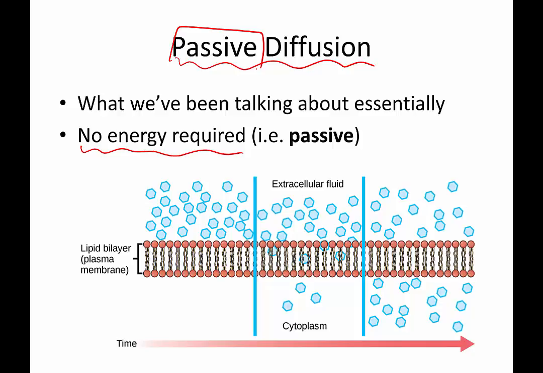And here I just have another picture showing what we've seen before in the last examples. Here we have the plasma membrane. We have some blue hexagonal solutes, and over time, they go from the area of high concentration to the area of low concentration, so they're moving inward. Eventually, at the very end of this diagram, you'll see that there's an equal amount of solute molecules outside the cell as well as inside the cell. So again, this is passive diffusion.